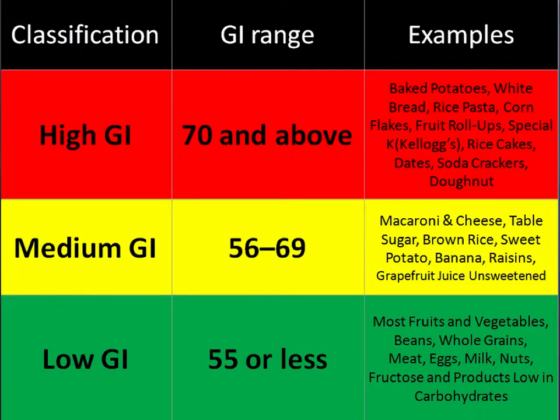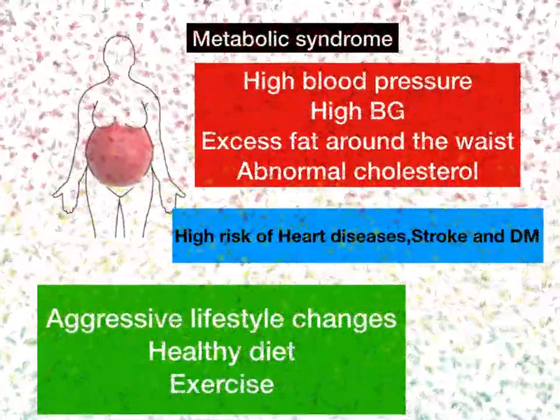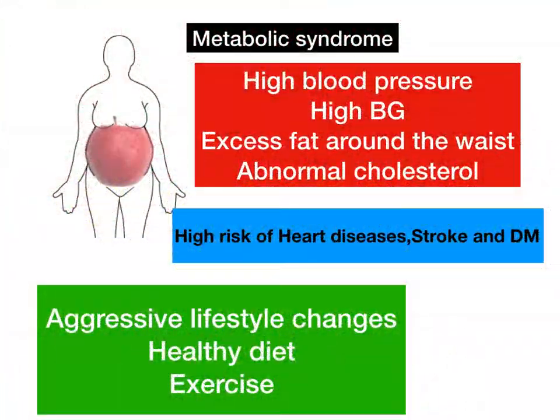So generally speaking, we'll have high GI, high glycemic index, from 70 or above, starting from baked potatoes, white bread, cornflakes, fruit roll-ups, special cake, Kellogg's, and donuts, of course. Medium GI: macaroni and unsweetened grapefruit juice. The low glycemic index, 55 or less: most fruits and vegetables, beans, whole grains, meat, eggs, milk, nuts, and so on.